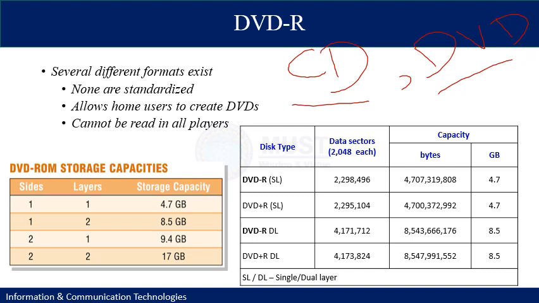So a DVD-ROM's storage capacity usually depends on the number of sides and the layers it has per side. An outdated DVD usually had the capacity of 4.7 GB with one side and one layer. And if there are two layers on one side, the capacity is usually doubled. And for a two-layer, two-sided DVD, we usually have the storage of 17 GB. So here are again different disk types. DVD-R is a DVD readable disk, and there are different technologies used for each type, and we have different capacities for each type. The SL stands for single layer and DL stands for double layer.